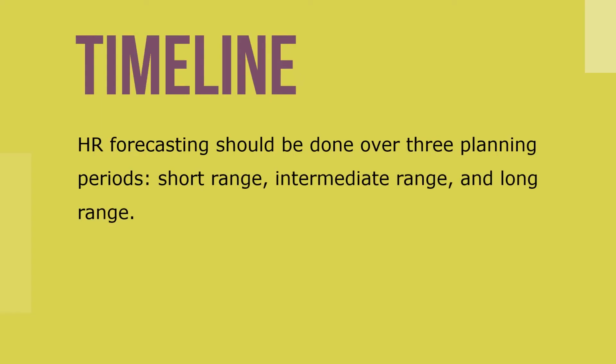HR forecasting should be done over 3 planning periods: short, intermediate, and long range. The most commonly used planning period of 6 months to 1 year focuses on short-range forecasts for the immediate HR needs of an organization. Intermediate and long-range forecasting are more difficult processes. Intermediate-range plans usually project 1 to 3 years into the future, and long-range plans extend beyond 3 years.